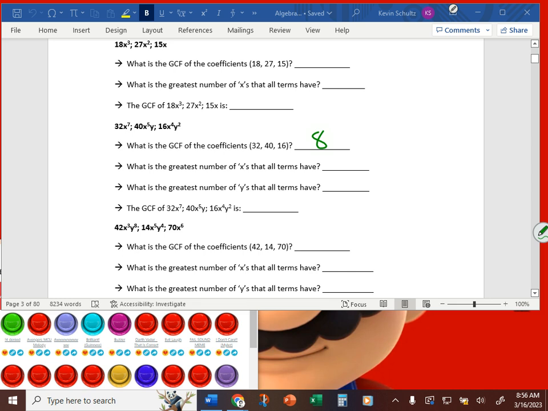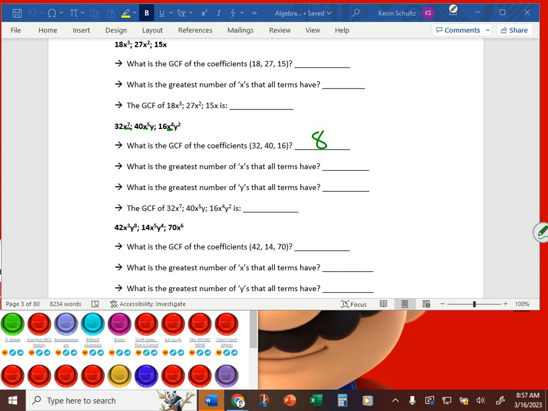Now we've got two variables. We have an x and a y. We're going to start with the x's. What is the greatest number of x's that all terms have? So focus on just that x term there. What's the greatest number that all terms have? They got more than 1. 4. If you think about this in expanded form, 32x to the 7th, how many x's does it have? It's got 7: x times x times x times x times x times x times x.